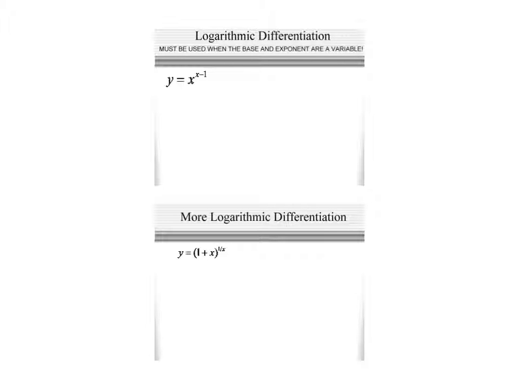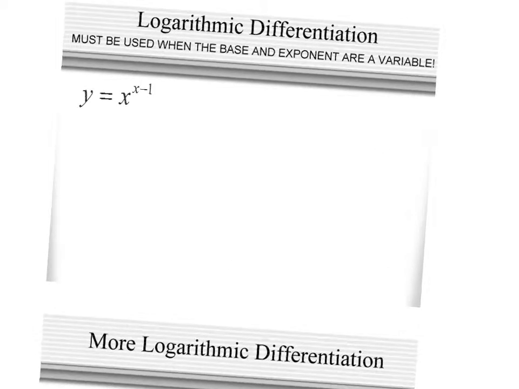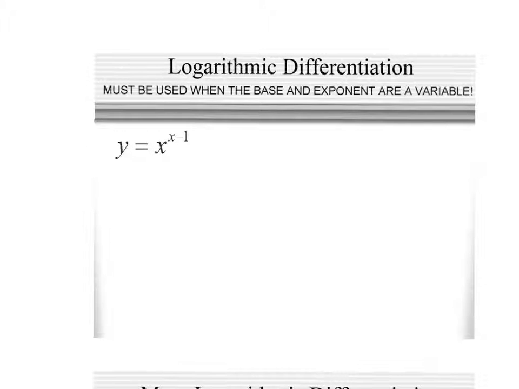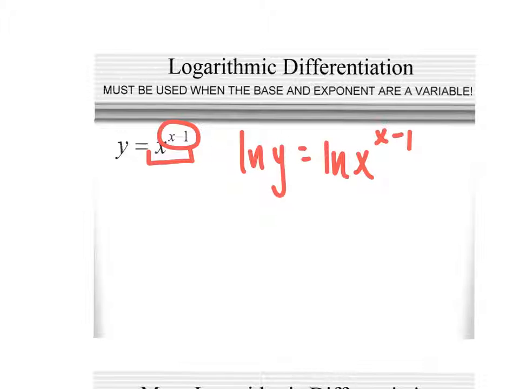All right, next up, we got logarithmic differentiation. So just be careful, you have to use logarithmic differentiation when your base and exponent are both variables. What that means is you must take the ln of both sides first, kind of like we have done before, although now this is the rule for it, okay?